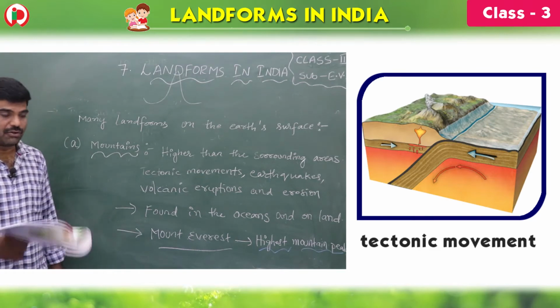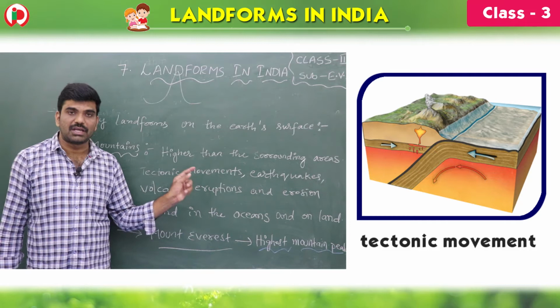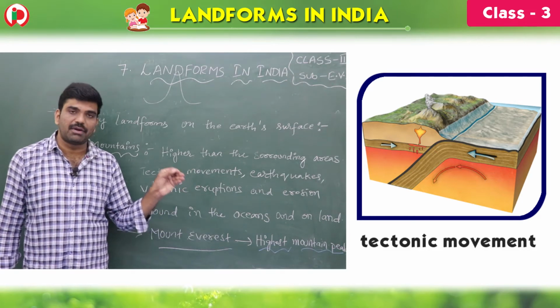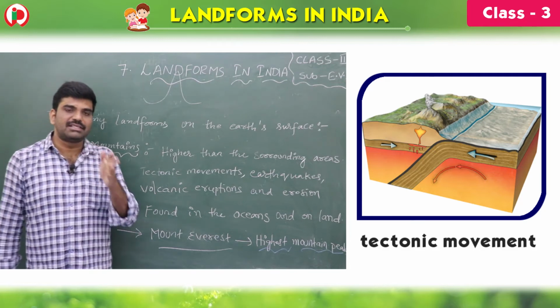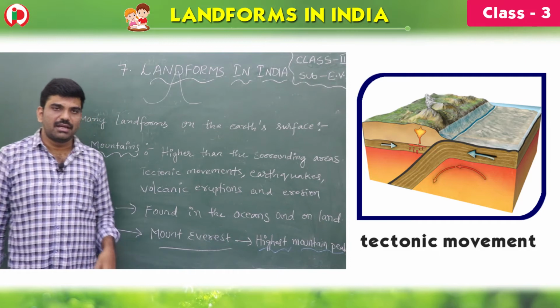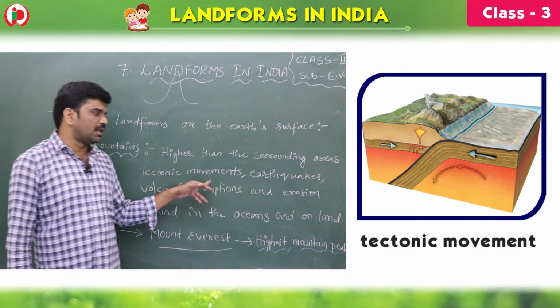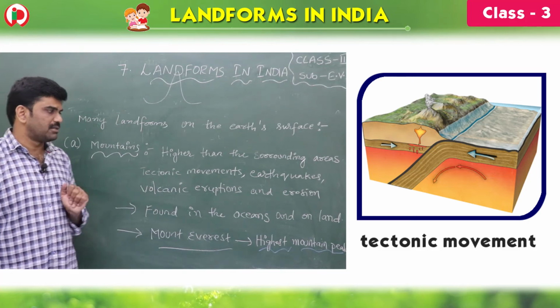They are formed due to the tectonic movements. I told you already, tectonic plates are there on the earth. Plates are nothing but partitions or divisions. So the land is divided into so many plates, and those plates are called tectonic plates. When the tectonic movements occur, automatically the mountains are formed.